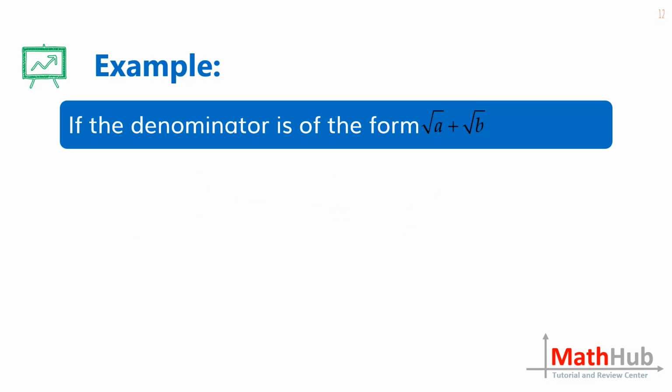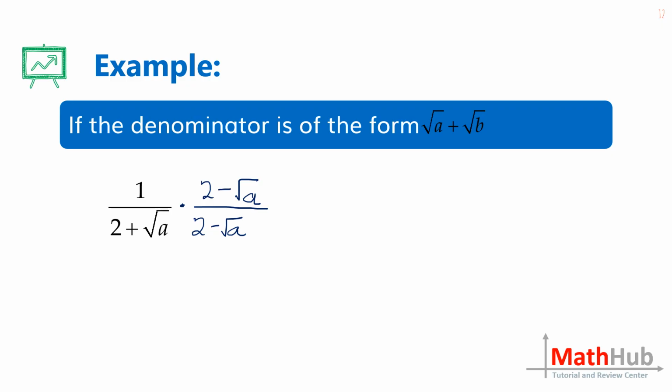Let's now look at an example wherein the denominator is a binomial with square root signs appearing. So for instance, we have 1 over 2 plus square root of a. In this case, we rationalize it by multiplying both numerator and denominator by 2 minus square root of a. Why do we need to multiply both numerator and denominator by the same expression? Take note that this is just equal to 1.